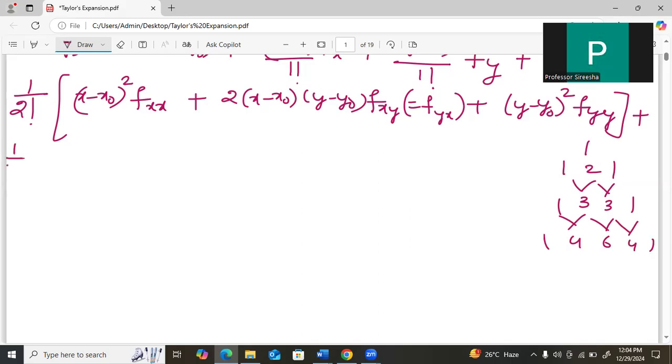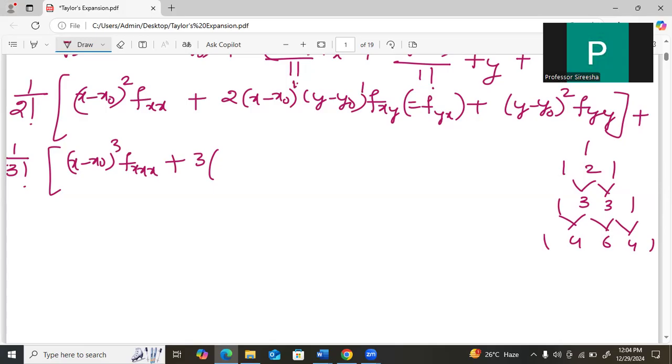So how will my third order derivative look? I'll be having 3 factorial, x minus x naught whole cube fxxx, the third order derivative of f with respect to x, 3 into. Finally, see this one small logic. For the second term, the 2 factorial term, the derivative order would be 2, and the total power of each term would be 2. Here, if you see x minus x naught power 1, y minus y naught power 1, in total it is 2.